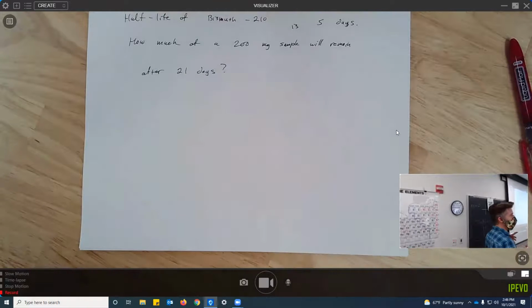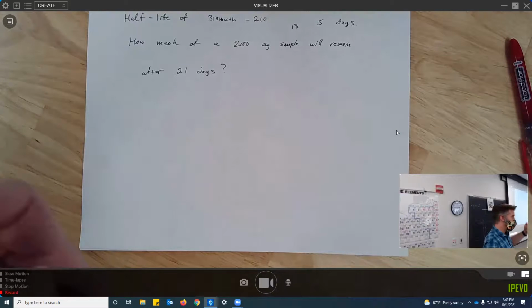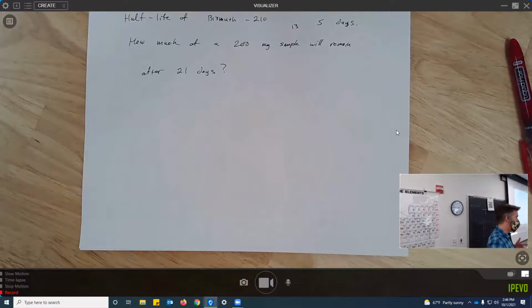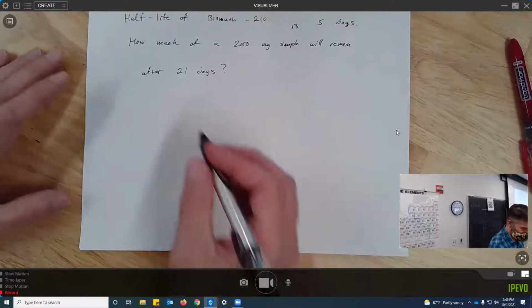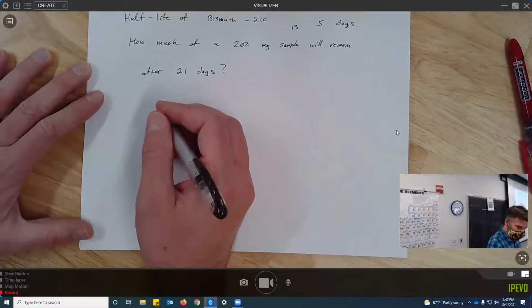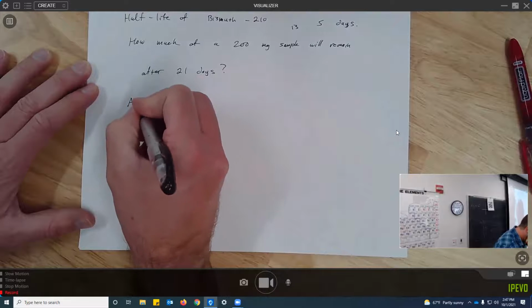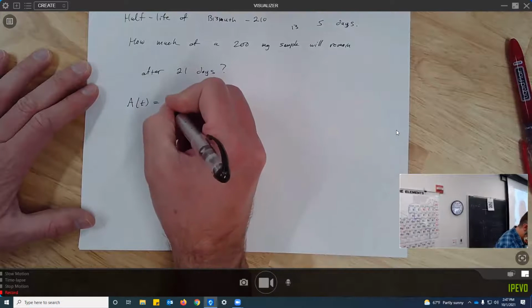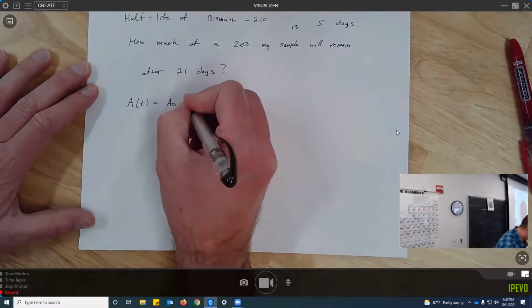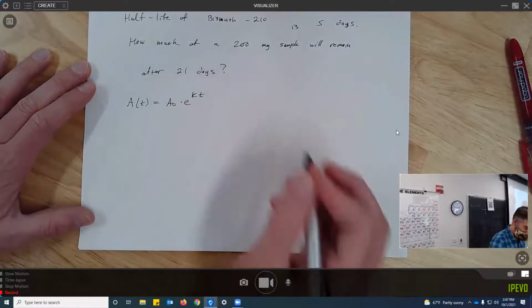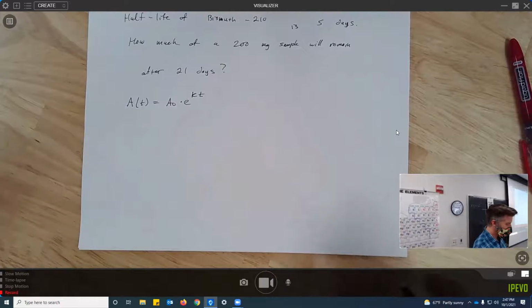Unlike the previous one, where the number of intervals of time was exactly some multiple of our original interval, this is not the case. And it's not linear. So you can't be like, oh, 1/5 of a 5 day period gets me something. It's not going to work that way. So we know that the amount of stuff after t days is equal to the initial amount times e to the k t. And we know what the initial amount is.